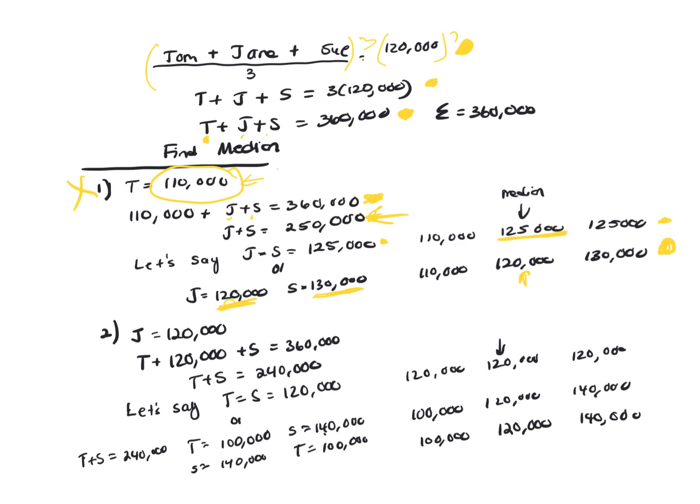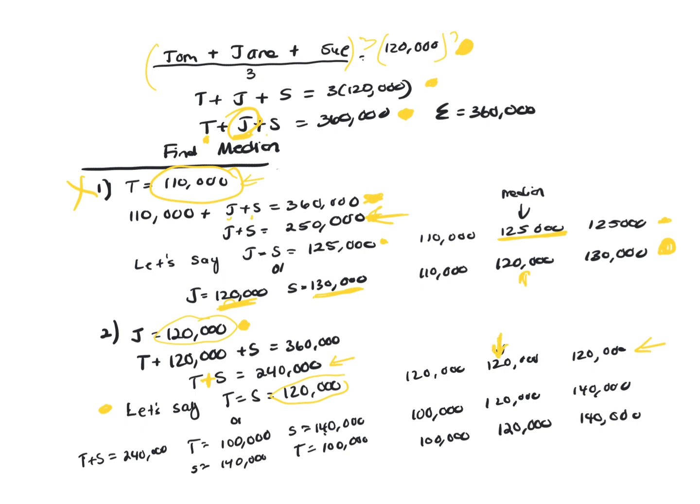Here, Jane is $120,000. I plugged that in my equation here for Jane, and that left me with T plus S equal 240. So first time through, I'm going to let T equal S, and that'd be 120, because 120,000 plus 120,000 would give me 240,000. Now take these two numbers. Well, they're all 120,000 in this case, and the median would be 120,000, the middle number.